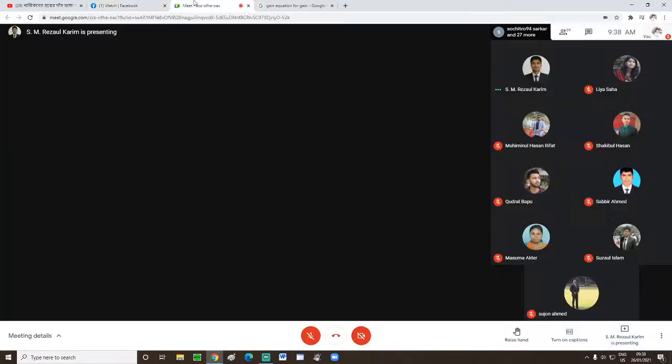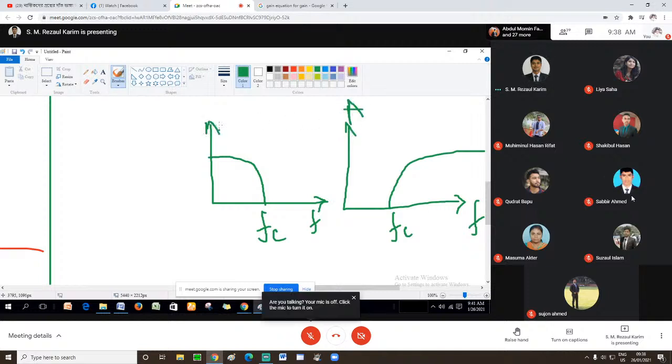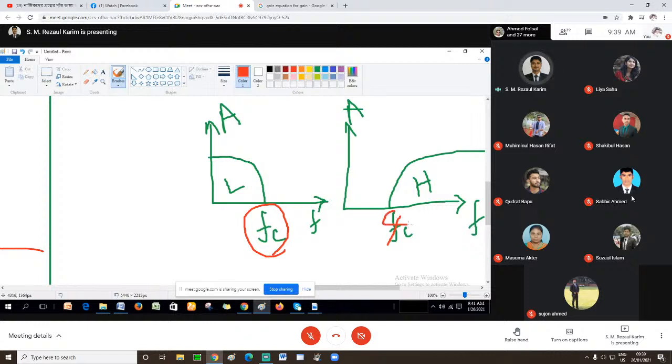This is the filter, right? Yes, sir. This is amplitude. This one also amplitude. This is low pass, this is high pass. So now tell me the difference between this cutoff and this cutoff. These two cutoffs. What is the difference between these two? High pass cutoff, low pass cutoff.